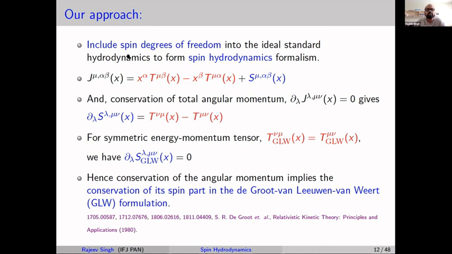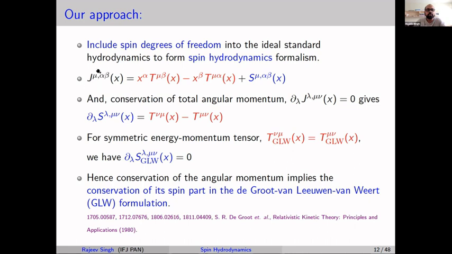But what do you mean by ideal standard hydrodynamics? Ideal means perfect fluid, no viscosity, no dissipation. And standard hydrodynamics consists of only the basic two conservation laws: conservation of energy momentum tensor and conservation of charge. So spin hydrodynamics will also include the conservation of spin. So in total we will have three conservation laws: conservation of charge, energy and linear momentum, and spin. So how do we do it?